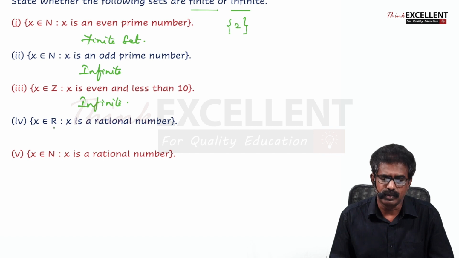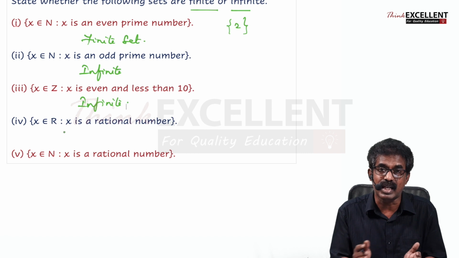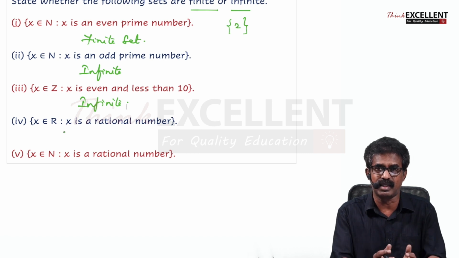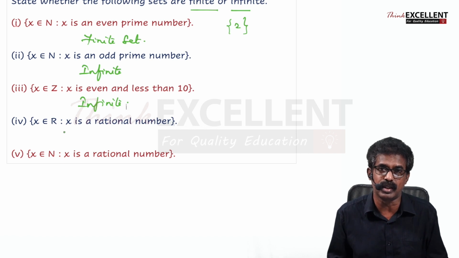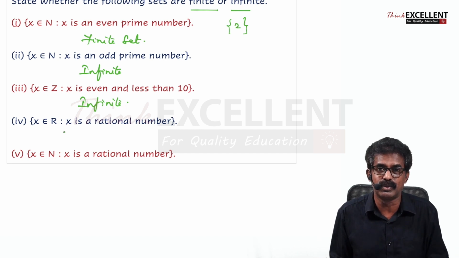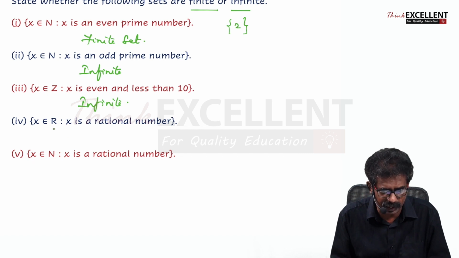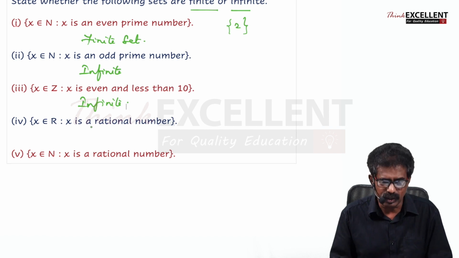X belongs to R. X is a real number. What is a real number? Real number is a union of rational and irrational. Rational number, you know, is a number of the form P by Q, where P and Q are integers and Q is not equal to 0. Irrational, root 2, root 3, all these are irrational numbers, right? There are infinite rational numbers and infinite irrational numbers. The union is the real numbers. So infinite real numbers are there. So X is a real number such that X is a rational number. Rational numbers are also infinite only.